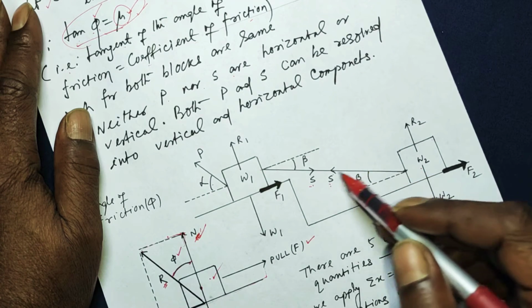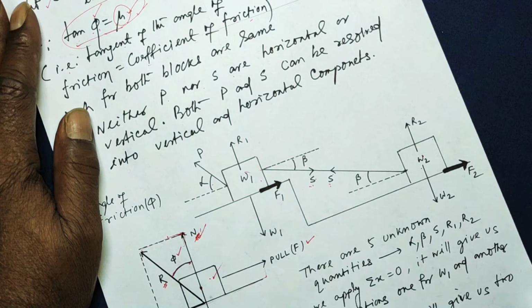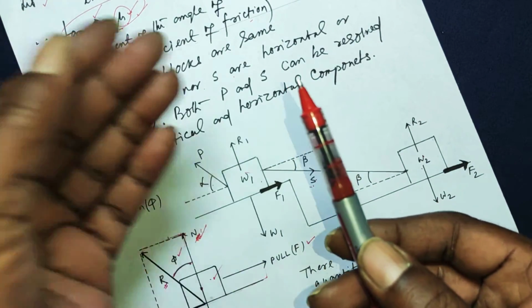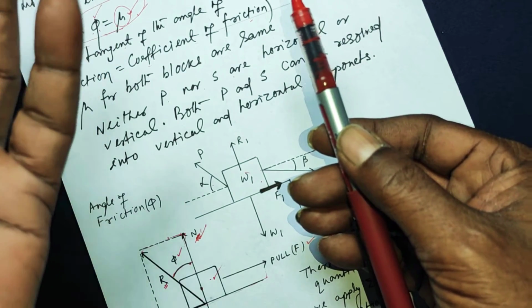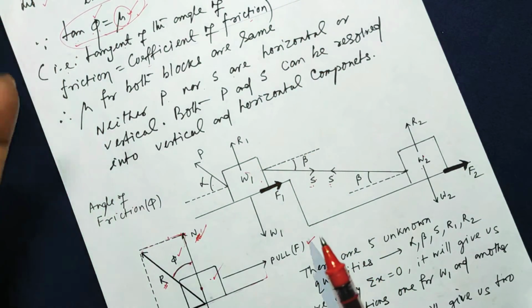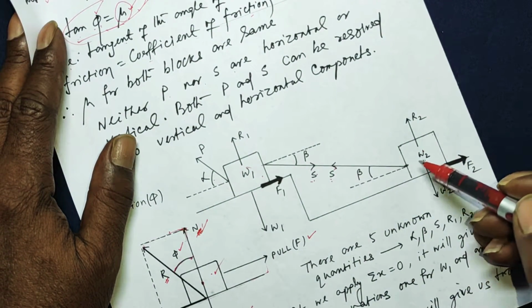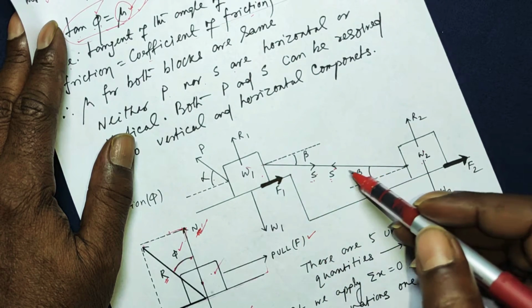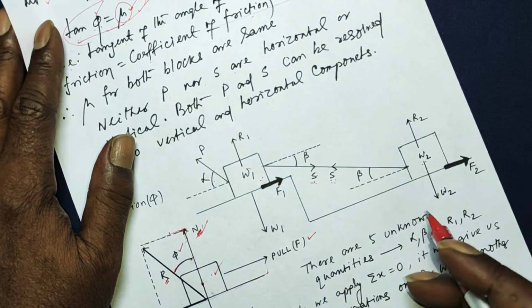Why S is to this side for this block, and why S is to this side for this block, is simply for the fact that if you take a string like this and try to push somebody, you cannot push him with a string because it is not a rigid body, but you can pull him. So therefore the tension force S for this block is away from it, and the tension force developed in the same string for this block is away from it, the same S, both are same.